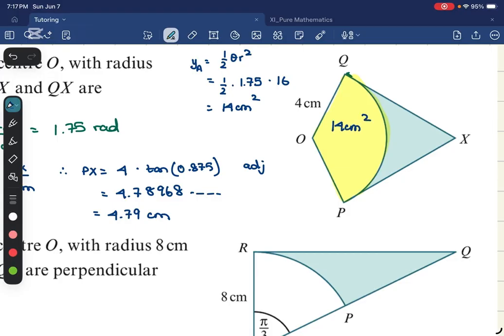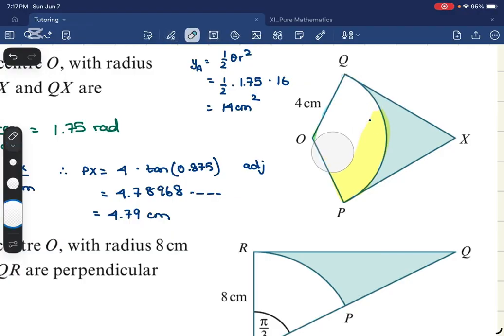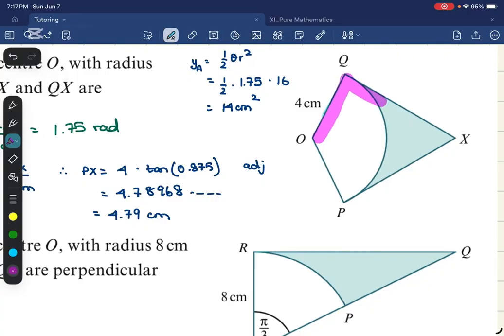Now let's find the area of this big kite-like figure, right? So the big kite-like figure is this one. Sorry, let me just erase the yellow area for now. So the kite-like figure that I'm talking about is the whole thing. And if I minus the area of the sector, I get the area of the shaded part. So how do I calculate this? Well, remember, I divided it into 2 triangles. So I just double the area of one triangle. So the area of the kite is just 2 times the area of one triangle. And one triangle has the area half base times height.